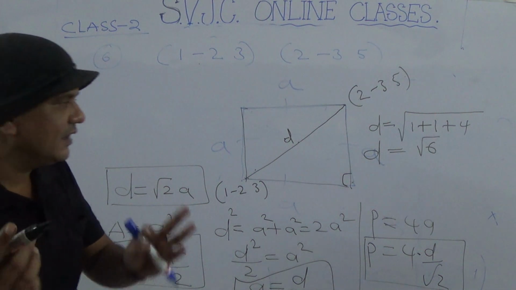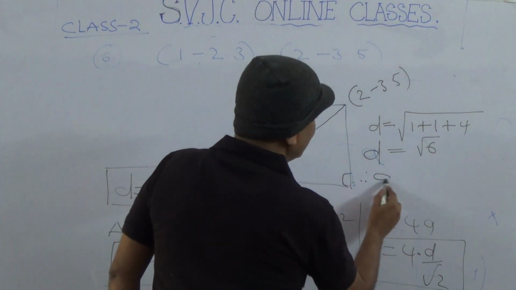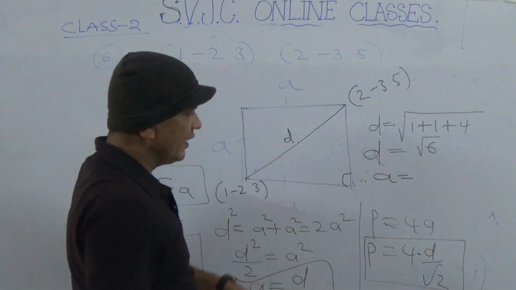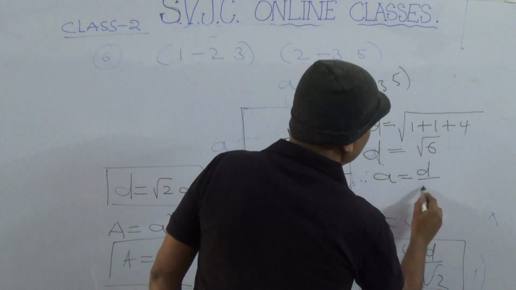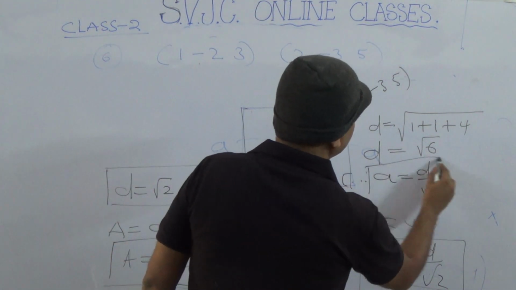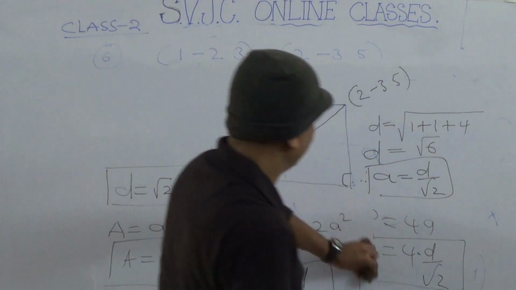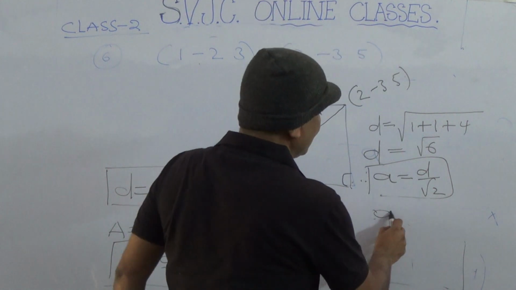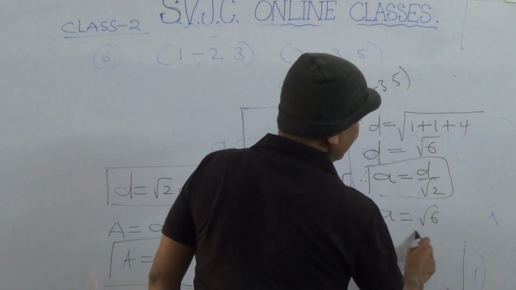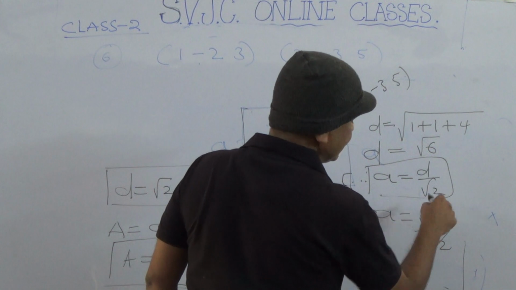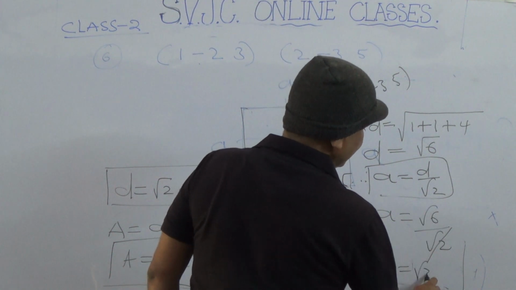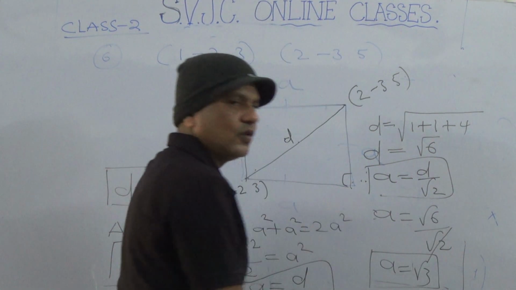Okay, what we need is the length of its side. Therefore, we have a formula: a is equal to d by root 2. A is equal to what is d? Root 6 by root 2. Now root 2 and root 3 cancel, so a is equal to root 3. Now the length of each side is equal to root 3.